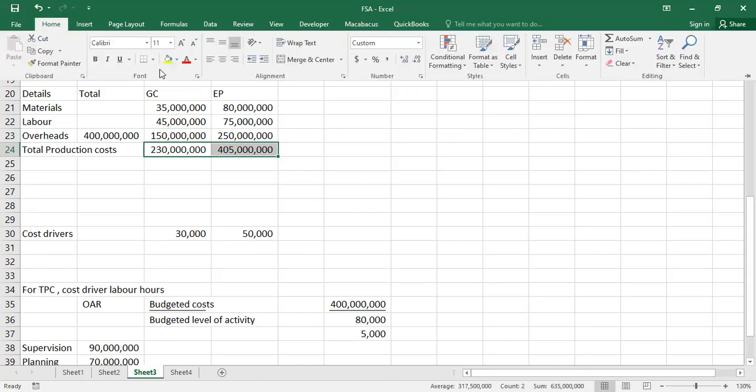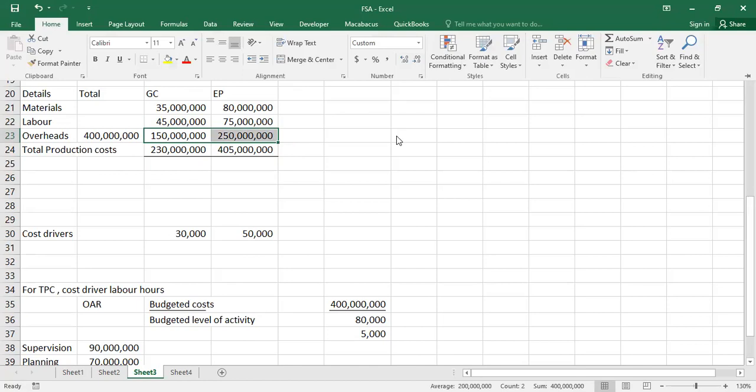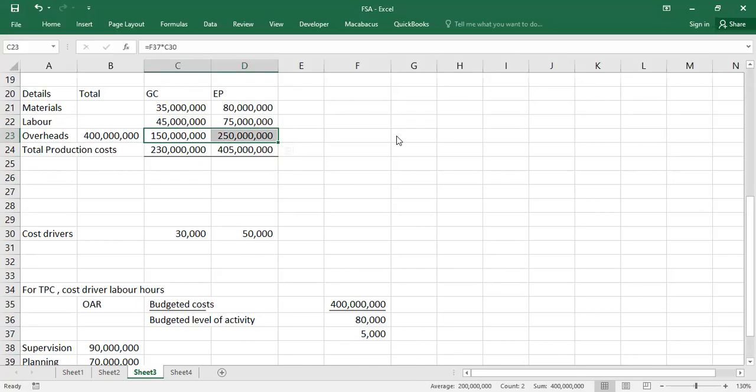Now to get cost per unit, it is as simple as just dividing by the number of units under each. This was given in the question. 80,000 from where? 80,000 from the hours under each. Let me take the question and show you that.